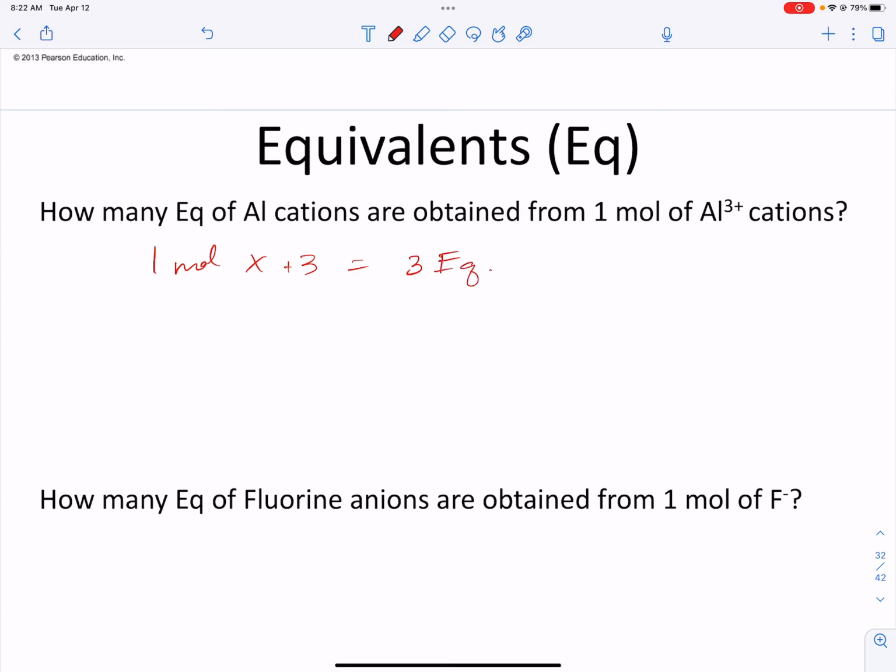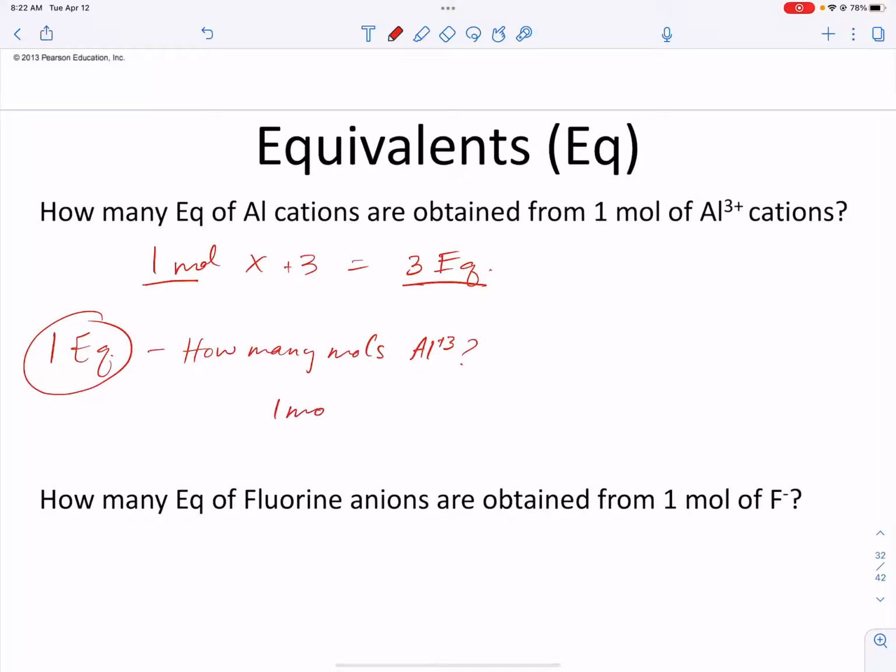Okay. Now, if I ask you, all right, I only need 1 equivalent. That's why I'm changing the question here. If I said I only need 1 equivalent, how many moles of aluminum plus 3 cations would give me 1 equivalent? You say, okay, well, I know 1 mole gives me 3 equivalents, so I just want 1/3 of that, right? So I would just take 1 mole and divide by 3, and I'd say, okay, 0.33 moles of aluminum plus 3 cations would give me one equivalent. Does that make sense?